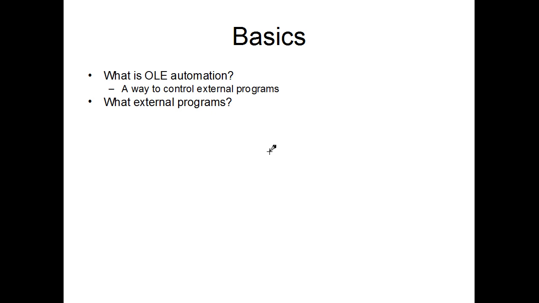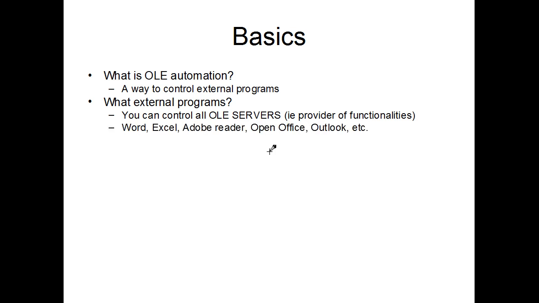So what external programs can you control with OLE automation? Well, you have to have a program that is an OLE server, which means that it is providing functionality to the outside world. Of course, not all programs are made that way. For example, Word, Excel, Adobe Reader, OpenOffice, Outlook, etc. There are thousands and thousands of programs that are working in ActiveX OLE automation mode. We're going to go into detail on the difference between the two.